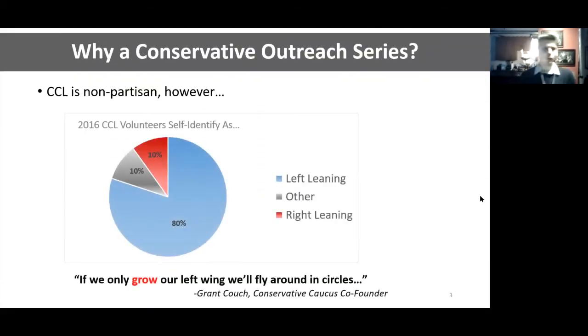So why a conservative outreach series in the first place? Well, of course, CCL is nonpartisan. However, we've polled our volunteers, and what we found is that about 80% self-identify as left-leaning, whereas about 10% self-identify as right-leaning, the other 10% being other. And as our conservative caucus co-founder, Grant Couch, likes to say, if we only grow our left wing, we're going to fly around in circles. So we really need to balance this out within our membership.